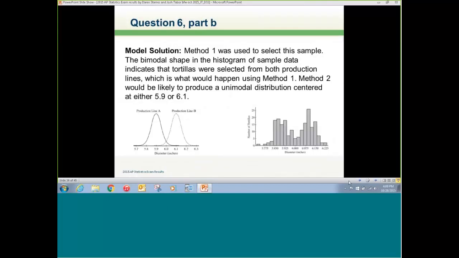So here's the model solution. Method 1 was used to select this sample. The bimodal shape in the histogram of sample data indicates that tortillas were selected from both production lines, which is what would happen using method 1. Method 2 would be likely to produce a unimodal distribution centered at either 5.9 or 6.1. So notice we have a very complete answer here talking about what would be true if we sampled using method 1 and what would not be true if we sampled with method 2.